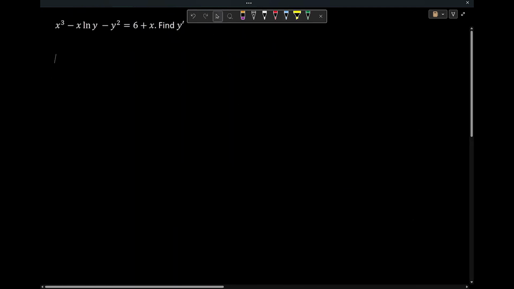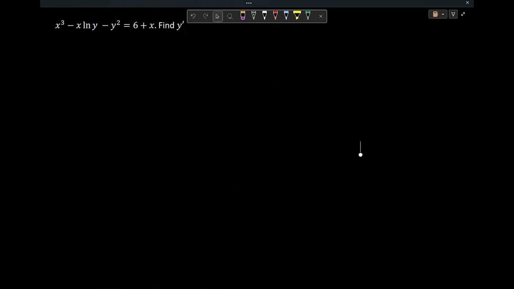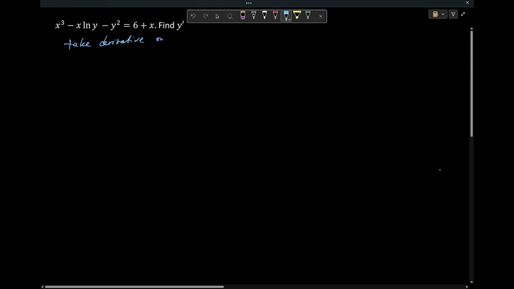Here's another example. Maybe not as complicated, but still, we cannot separate this. We'll put y on one side, everything else on the other side. Implicit differentiation is in order. So we take the derivative, basically, on both sides.